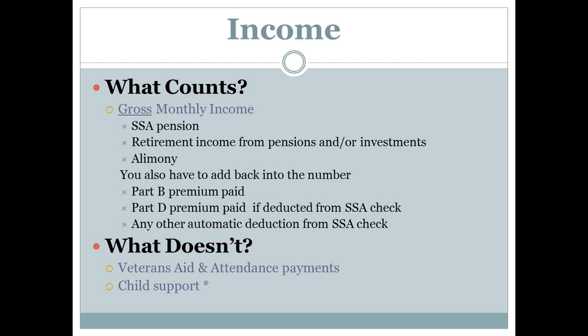The things that don't count or may not count are if you're applying for benefits under the long-term care programs and you're already receiving aid and attendance payments from the VA, the veterans, that may not count. Child support may also not count as income unless you are applying for benefits for that child. So if you're a grandparent raising grandchildren, and you get a stipend from the state for that, or you're fostering and you get a stipend, it may not count unless you're applying for benefits for those children.